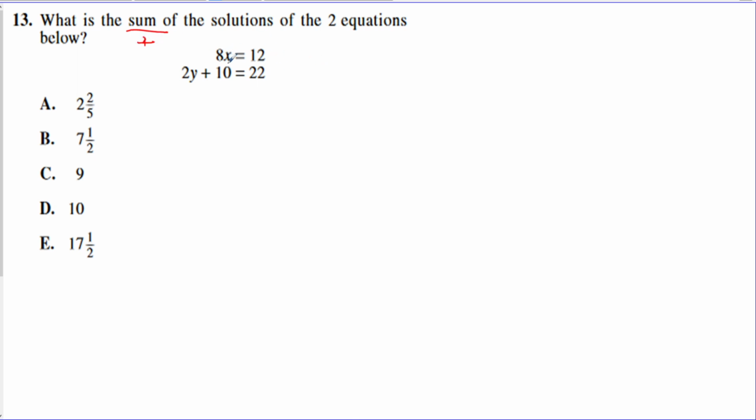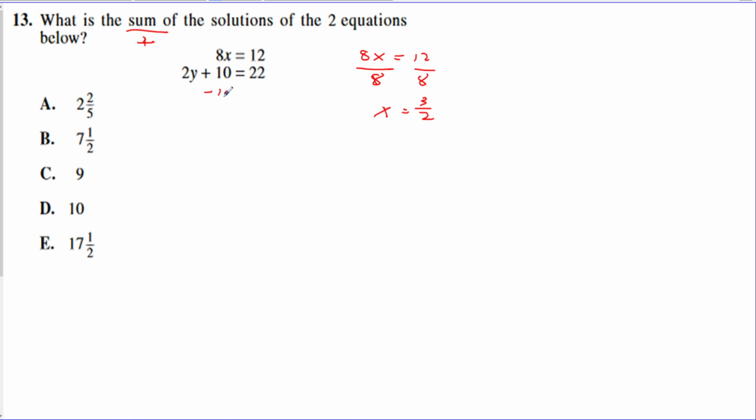For the first one, I solve by dividing both sides by 8. If 8x equals 12, and I divide both sides by 8, I find that x is equal to 12 over 8, which I can reduce because they both have 4s in them, to 3/2. So x is 3/2, and then I can do the same thing with y.